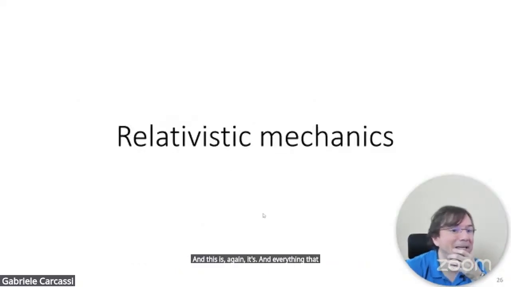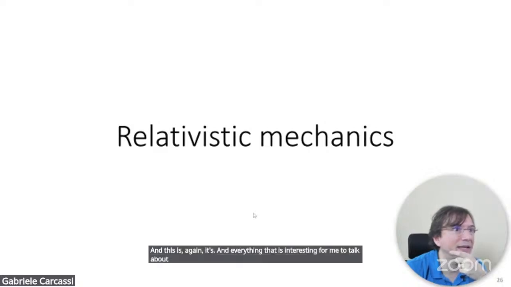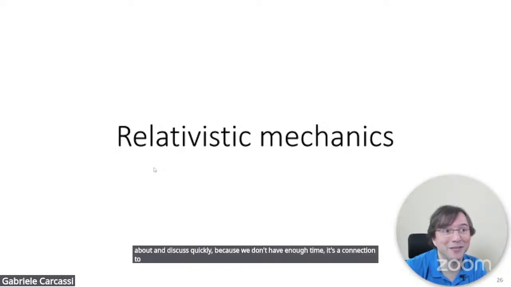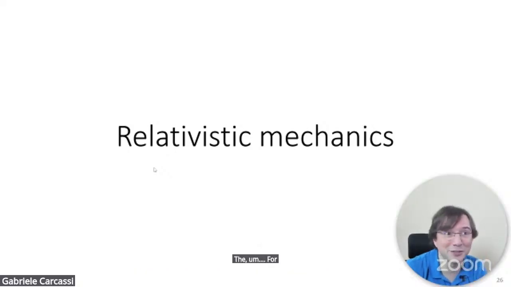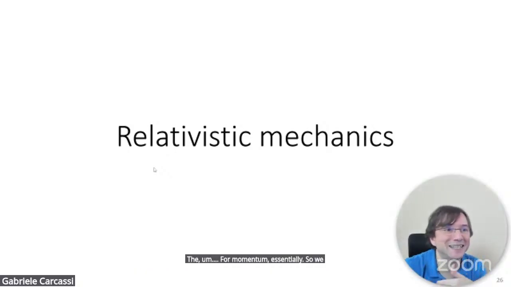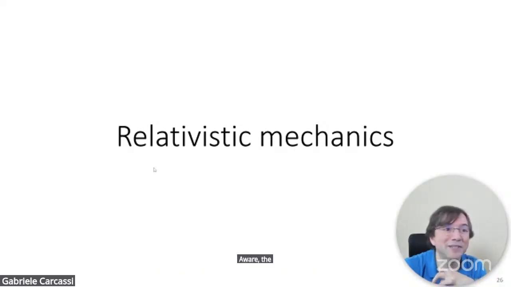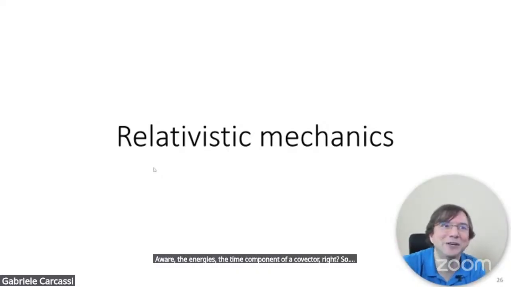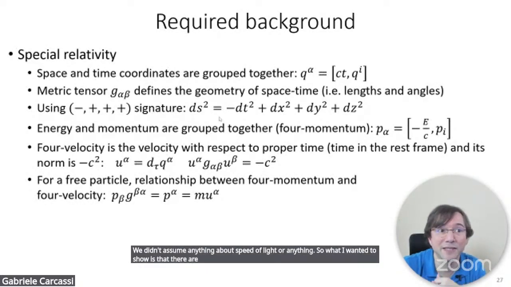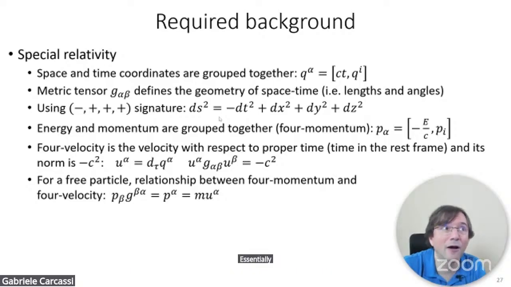And the thing that is interesting for me to talk about and discuss quickly, because we don't have a lot of time, is a connection to relativity. Already we saw that the theta is very close to the four-momentum, essentially. So we already are seeing some elements of relativity appearing out of nowhere. The energy is the time component of a covector, right? We didn't assume anything about the speed of light or anything. So what I wanted to show is that there are some elements of relativity that essentially appear out of nowhere.